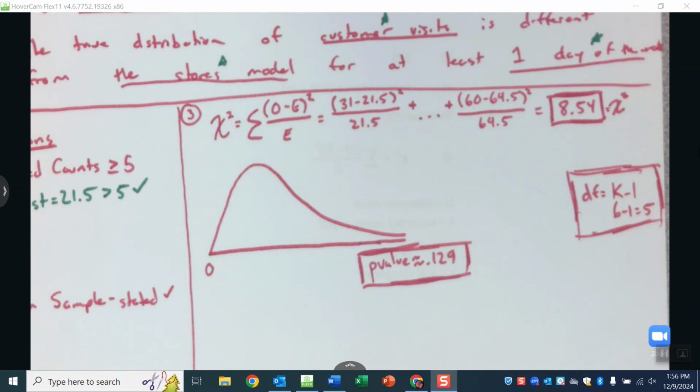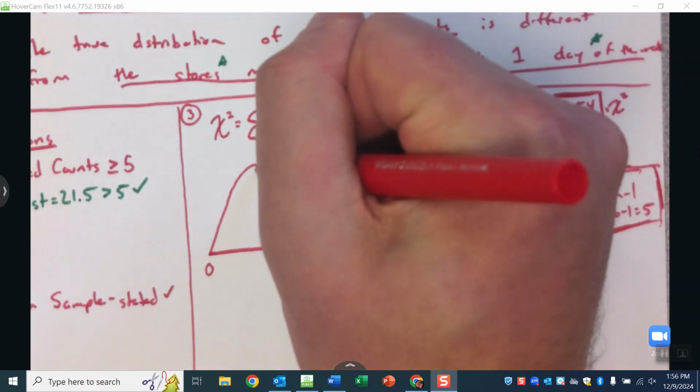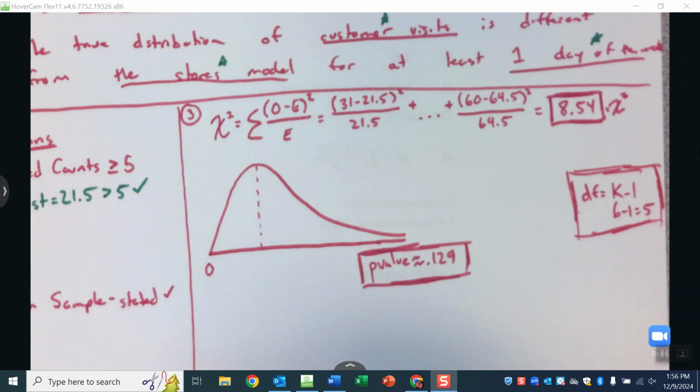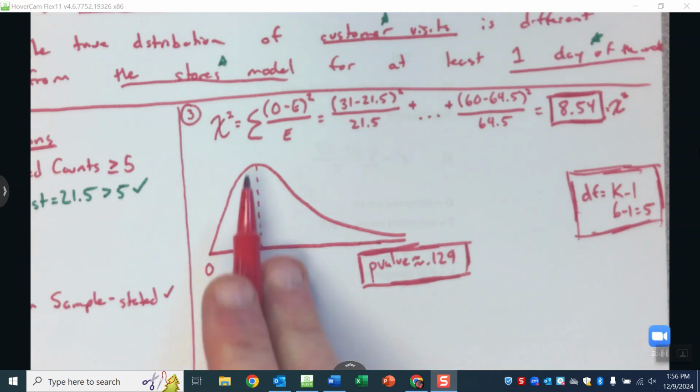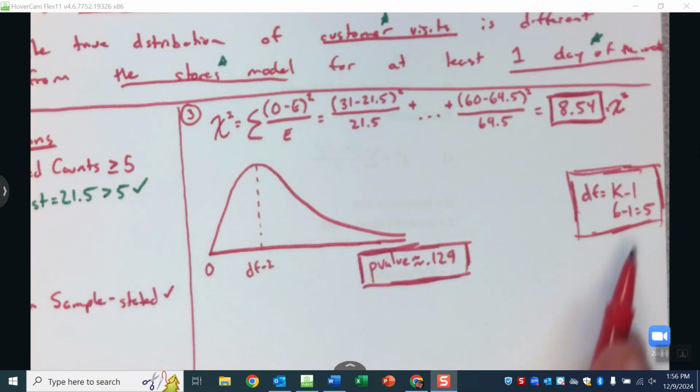I will tell you one thing about it. You guys don't need to know this, so if you don't like it, it's fine. There's not going to be a question on a test about that at all. But if you're just curious, this peak is going to occur at degrees of freedom minus 2. So in this case, this peak is at 3.